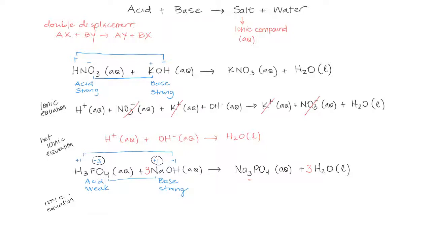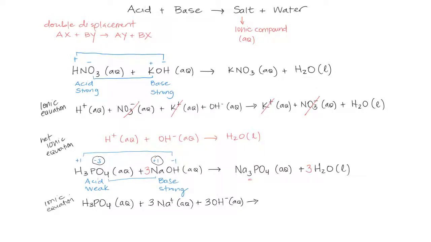If we look at phosphoric acid, we've identified it as a weak acid, and so that will not ionize 100% in aqueous solutions. So we can't break that up into its ions. We have to leave that as H3PO4. However, sodium hydroxide is a strong base, and so we know that it will dissociate 100% in aqueous solution, which gives us 3Na+ aqueous, don't forget about that coefficient, plus 3 hydroxide ions.